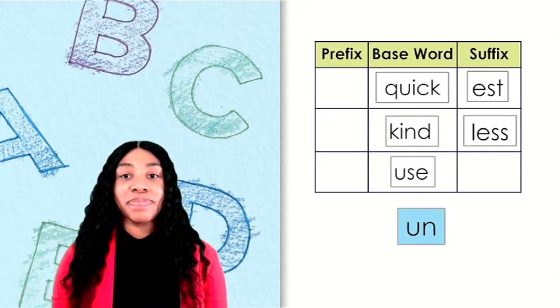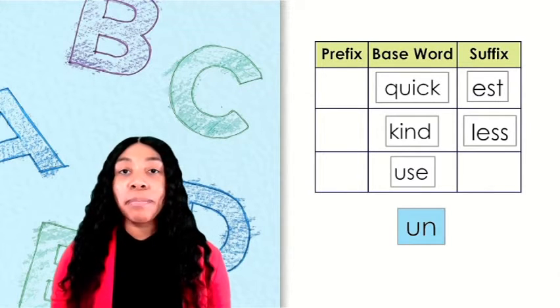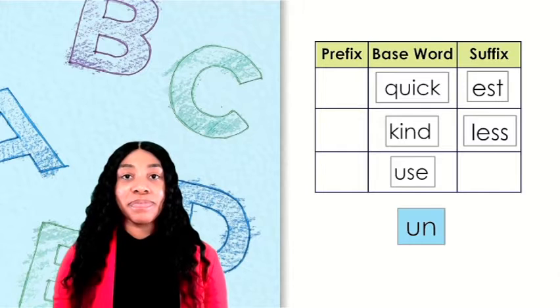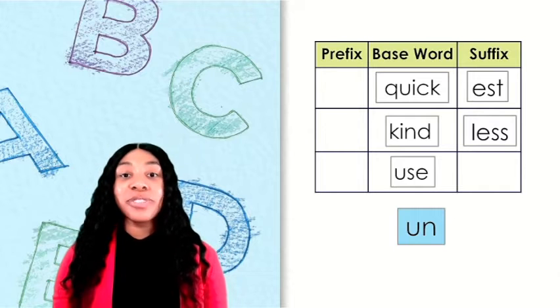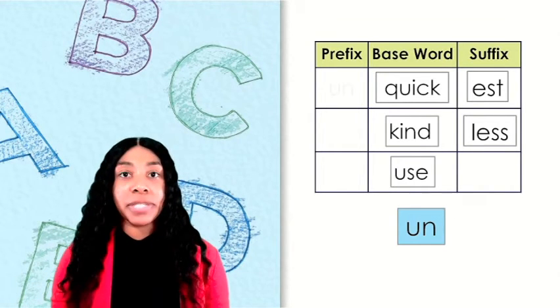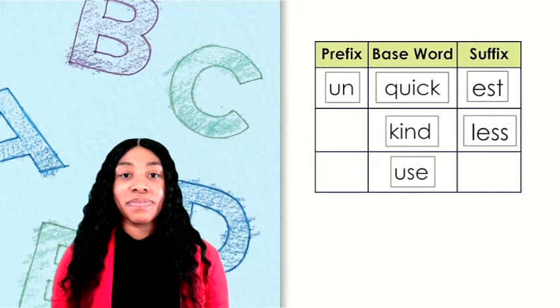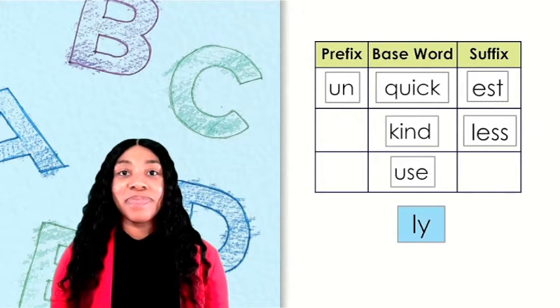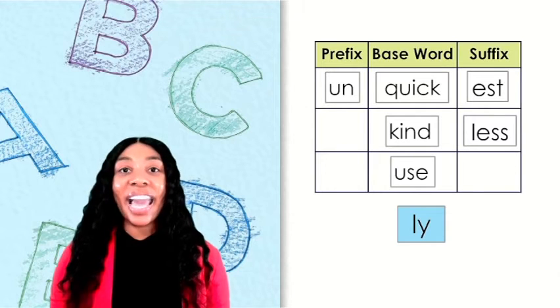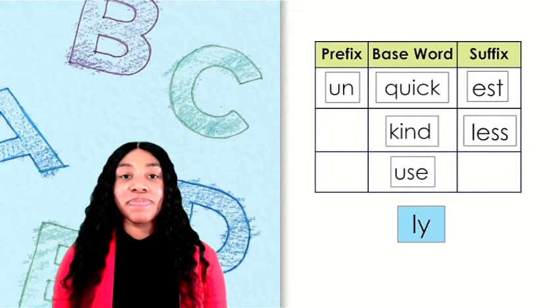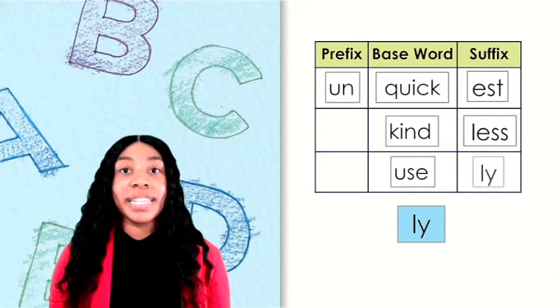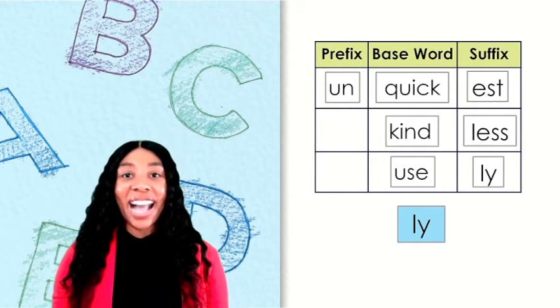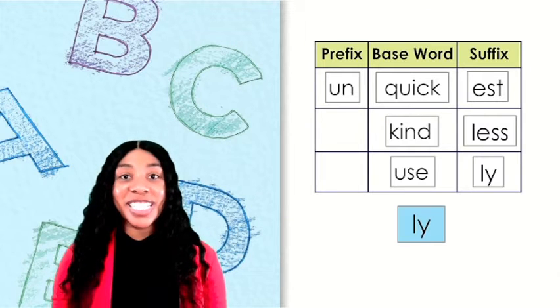Here's our next word. Un. Is un a base word or affix? Un is a prefix. We can add it to a base word to mean not or the opposite of. Here's our next word, li. Is li a base word or affix? Li is a suffix. We can add it to a base word to mean like. Go ahead and give yourself a celebration for finishing this section.